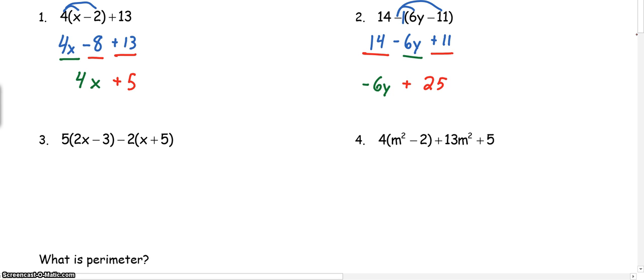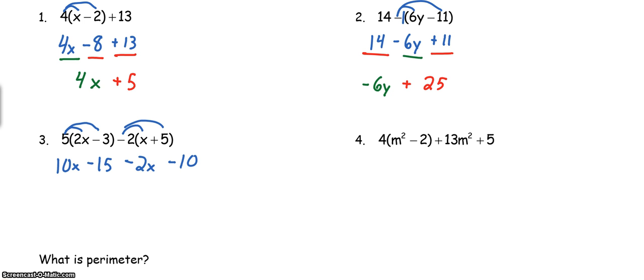Number 3 has 2 sets of parentheses, so we're going to distribute twice in this case. The first set of parentheses, we're going to distribute a 5. So 5 times 2x is 10x. 5 times negative 3 is negative 15. And then we're also going to distribute the negative 2. Negative 2 times x is negative 2x. Negative 2 times 5 is negative 10.